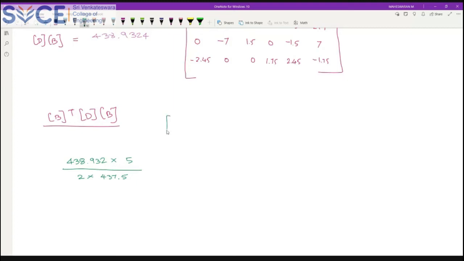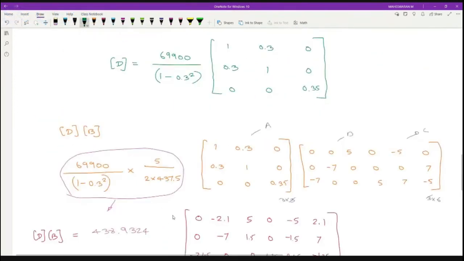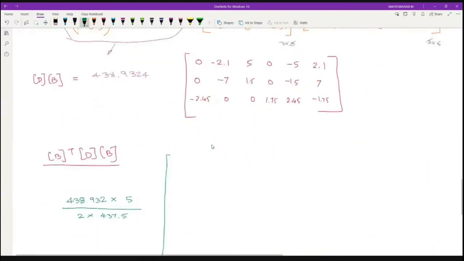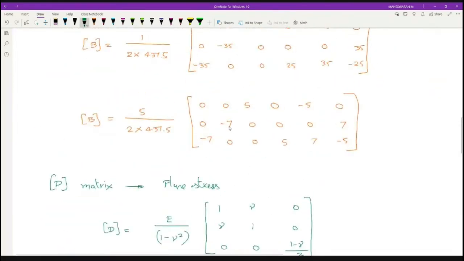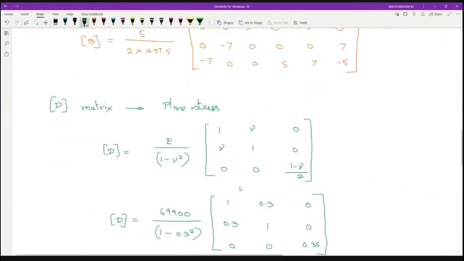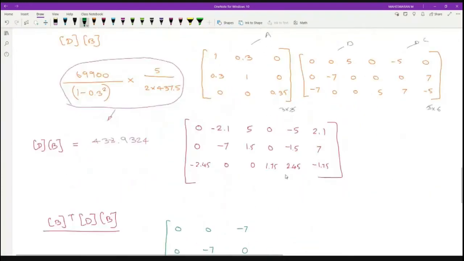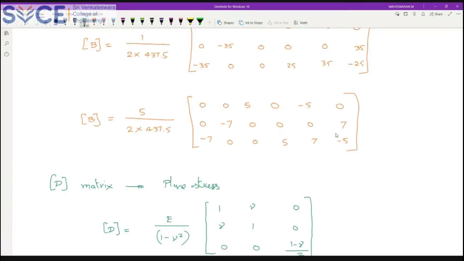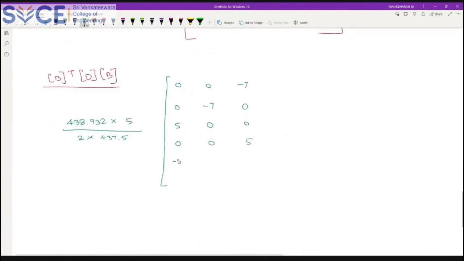Next, B transpose, so you write it the other way. The first row will be 0, 0, minus 7. The second is 0, minus 7, 0. Then 5, 0, 0, and 0, 0, 5. Next, minus 5, 0, 7, 0, 7, minus 5. So this is my B transpose matrix.